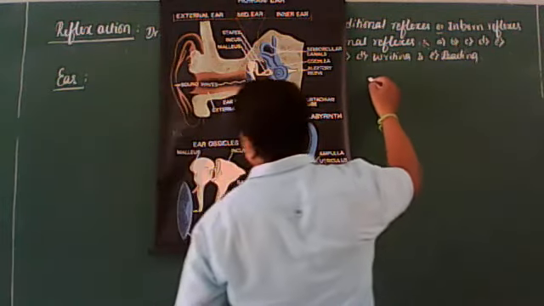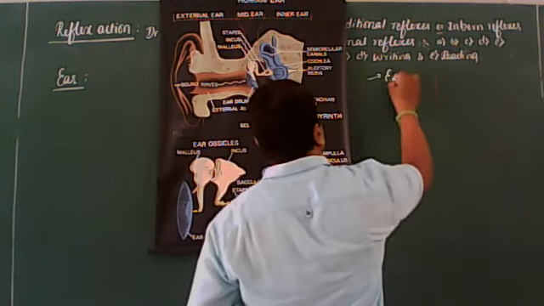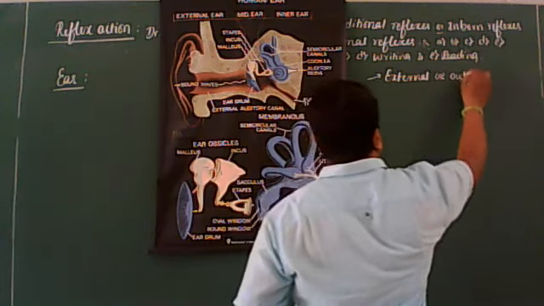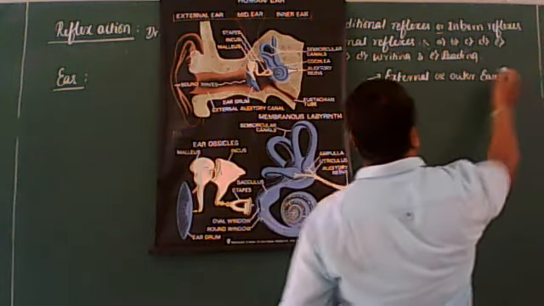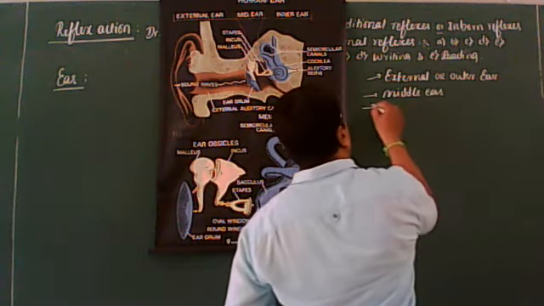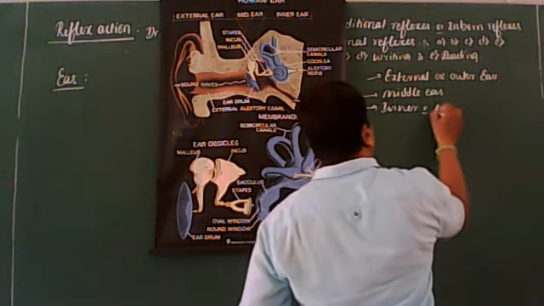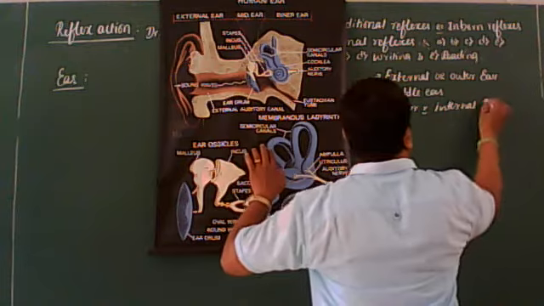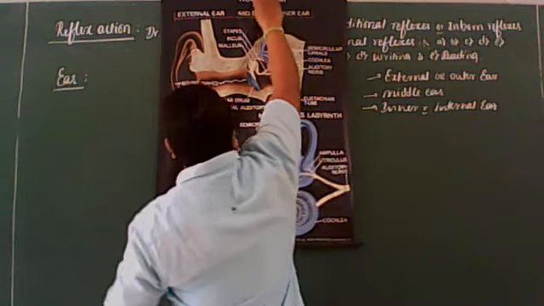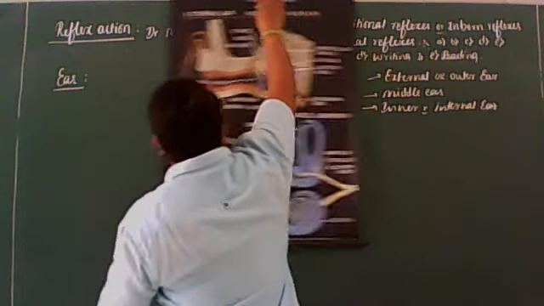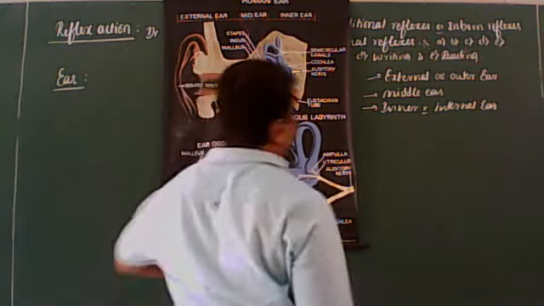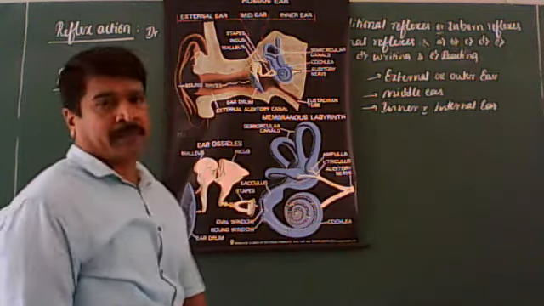The ear has three parts, namely the external or outer ear, the middle ear, and the inner or internal ear. So these are the three parts of the ear that you should keep in mind. Okay, look at the board. First, we'll go for the external ear.